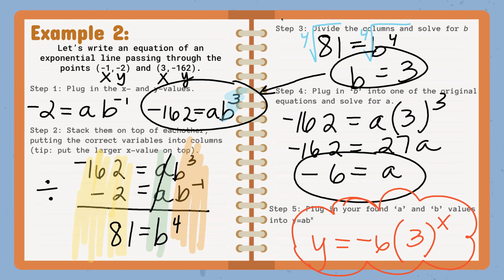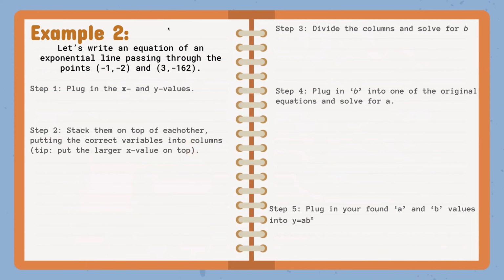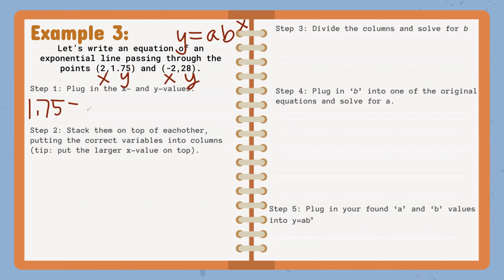Okay, so let's try one more example. And again, pause this video. Try to do this problem on your own. This has a negative value and a decimal point, but nothing changes, all right? So let's go ahead and do this together. If I plug the x and y values into my equation, I will get this. So it looks like 1.75 is equal to ab to the 2. And 28 is equal to ab to the negative 2.